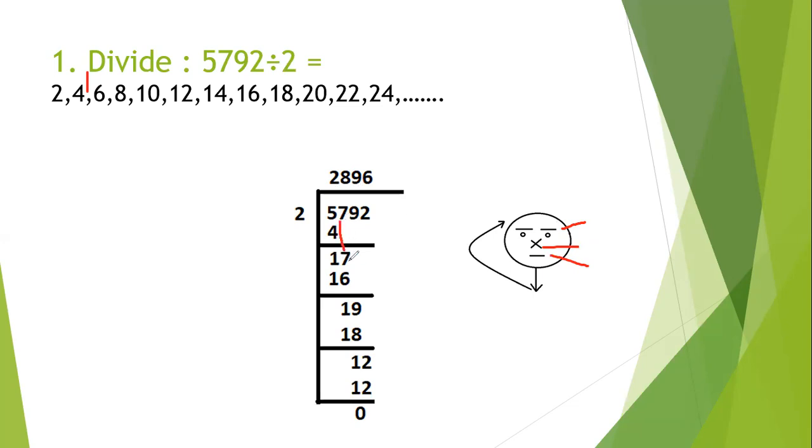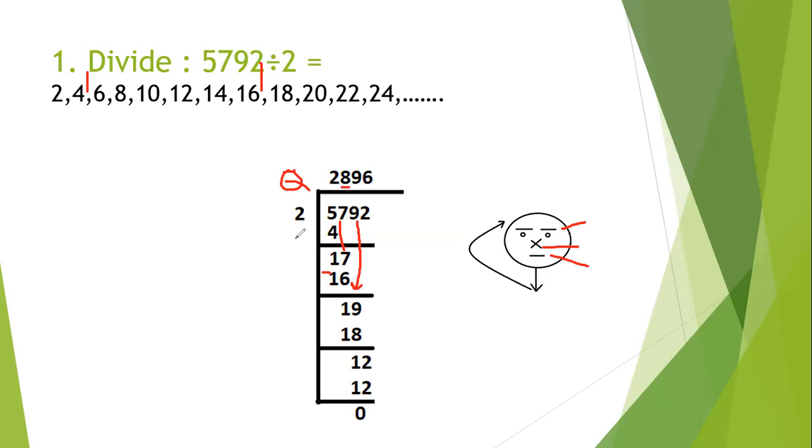Now we have 17. 17 divided by 2. I can find 17 here between 16 and 18, because 17 is not a multiple of 2. It's an odd number. How many multiples before 17? 1, 2, 3, 4, 5, 6, 7, 8. So write 8 in the quotient. Then multiply. 8 times 2 equals 16. Subtract. 17 minus 16, 1. Bring down the next digit, 9.